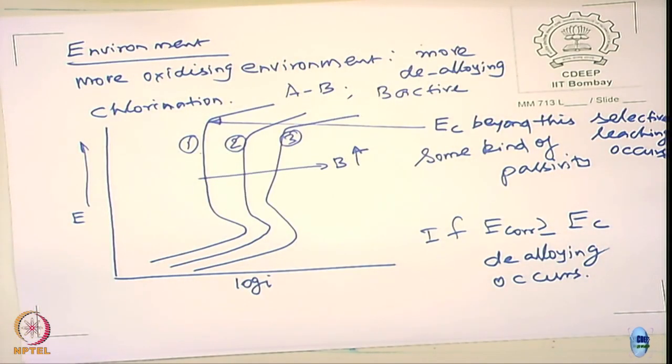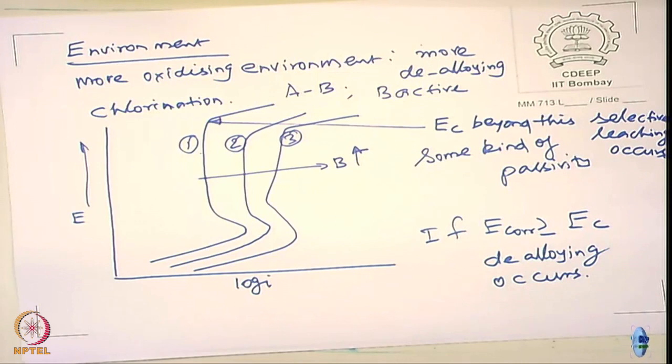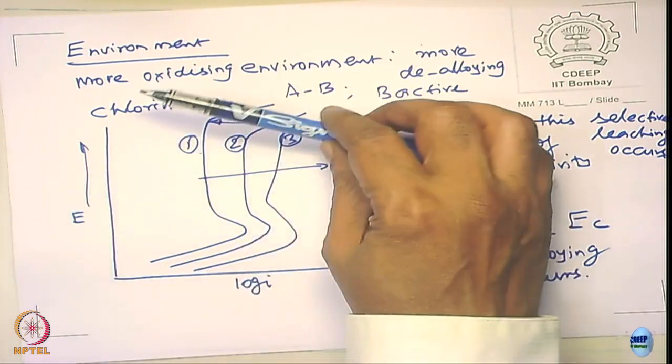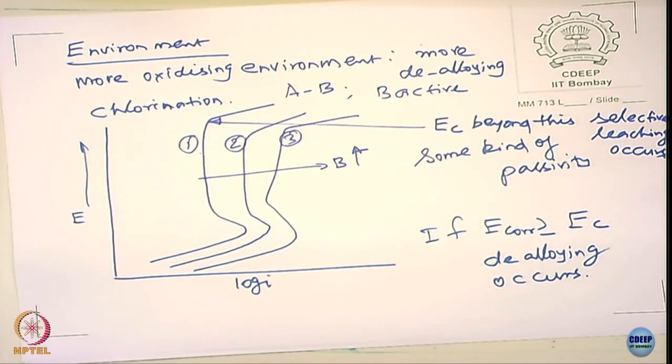In actual situations, when do you expect that will happen? What is the criteria for that? Yeah, that's right. You call it transpassive, but I don't want to call it transpassive here. We call this the potential above which there is dealloying taking place. When will the ECOR go above this?